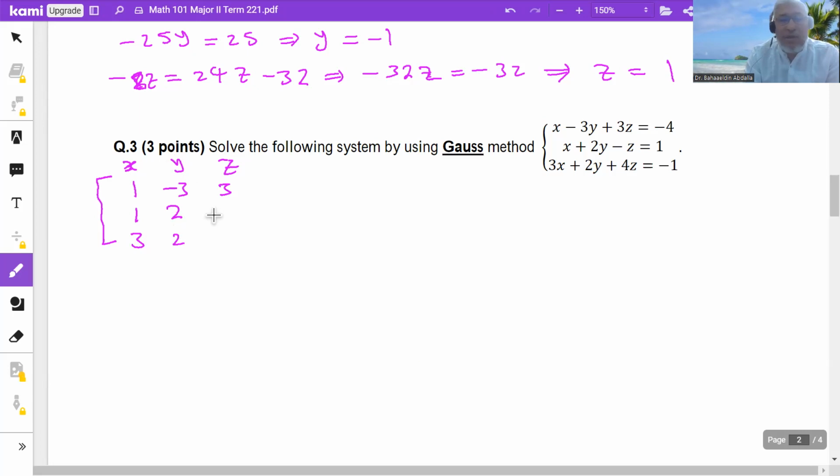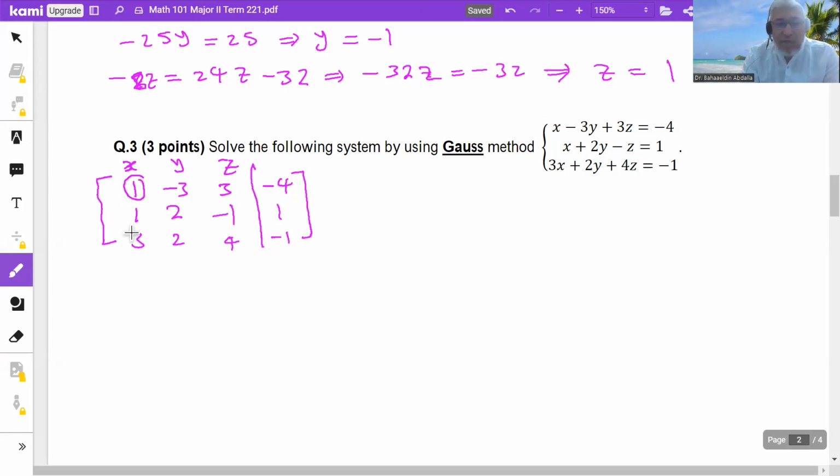3 in the first, -1 in the second, 4 in the third. If there is no z, you can just put the coefficient as 0. And then we write the right-hand side here, -4, 1, and -1. Of course, you don't have to write these x, y, z here, but just for sake of illustration. Now, the first step, this number has to be 1. So it is 1, that's good.